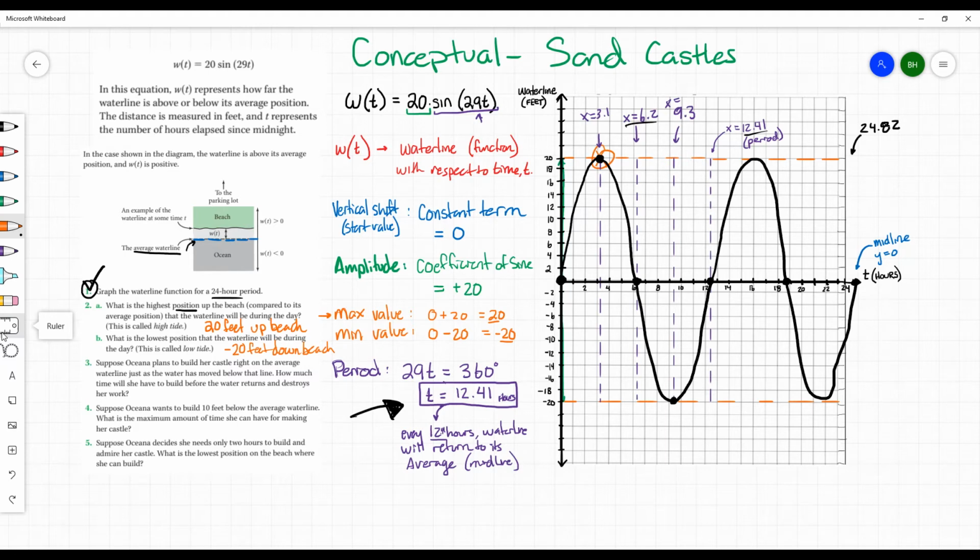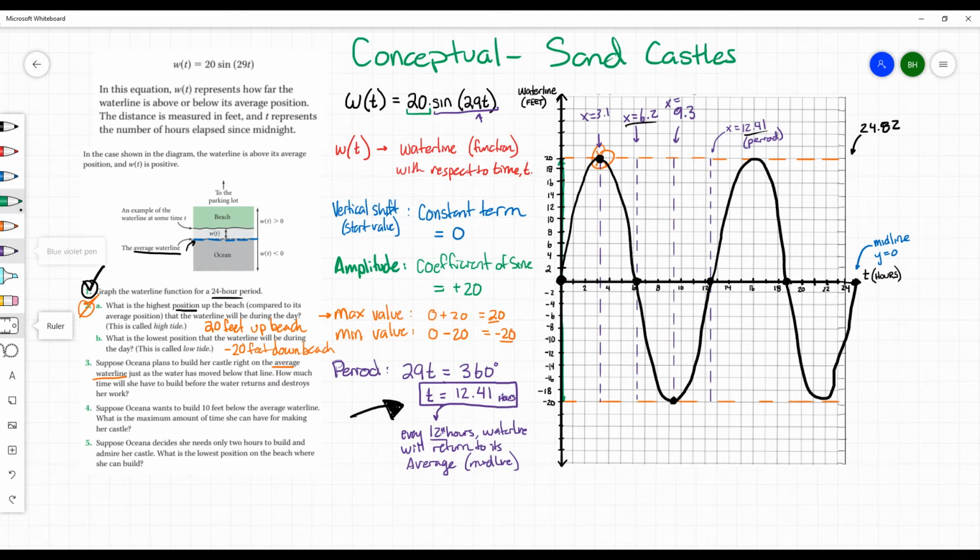Which means we're going to have more sand to play on during low tide than we will on high tide. So we're going to have more sand down there, and then we're going to have more water up there. So we need to figure out what's going to happen when it comes down to our sand castles. So it says here for number 3, I guess number 2 is done. Suppose Oceana plans to build her sandcastle right on the average water line. So right on the midline here, on the average water line.